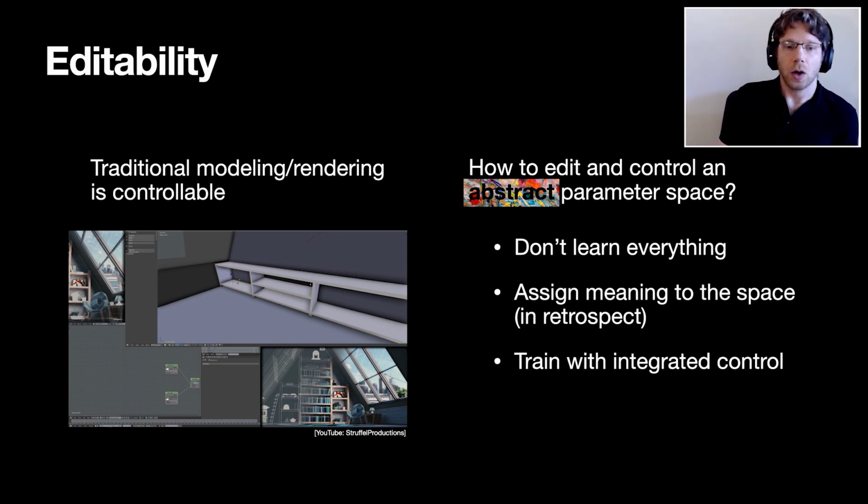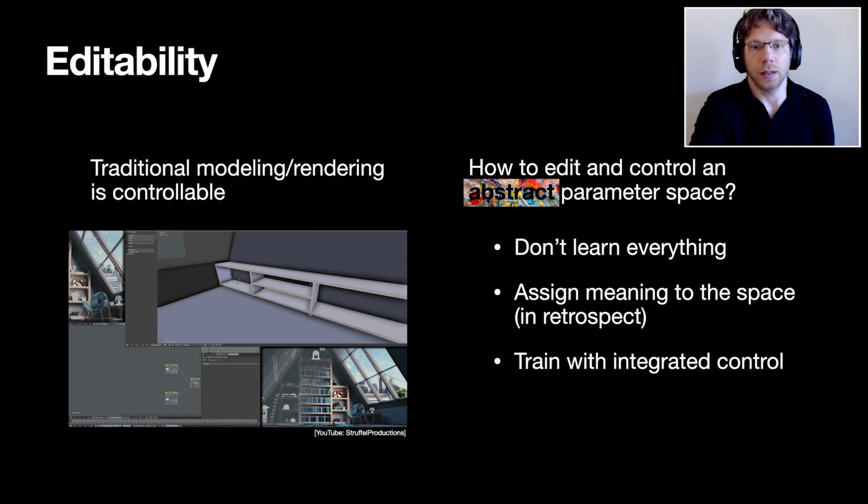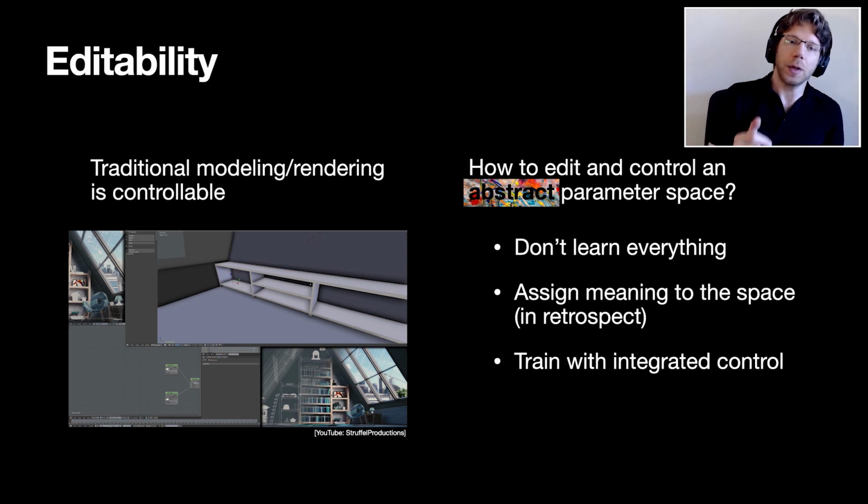Lastly, control can be baked into the network architecture and training procedure. So if a neural rendering system is trained in such a way that some of the inputs are human interpretable, those can be used at inference time to introduce meaningful controllability.